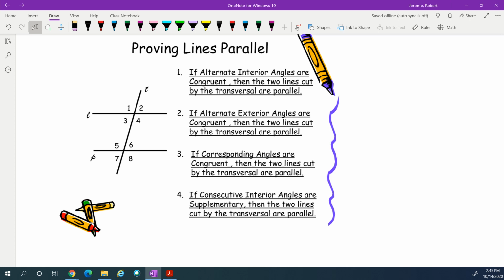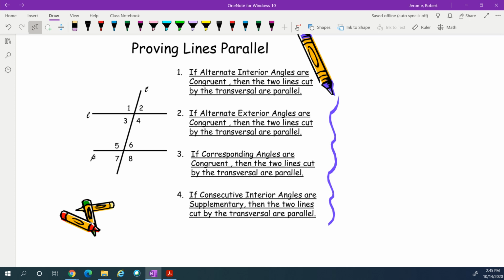Notice in the picture, the lines are not marked parallel. That's going to be our conclusion. So we're using the same four relationships. If the alternate interior angles are congruent, we test that. Then as a conclusion or as a result, those lines must be parallel.